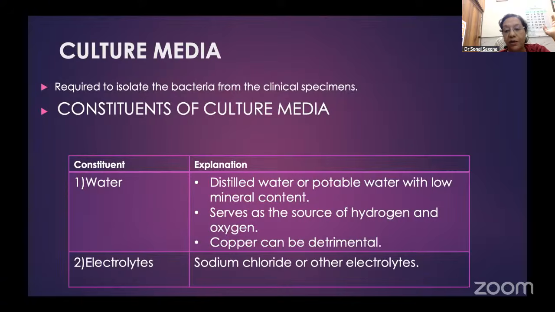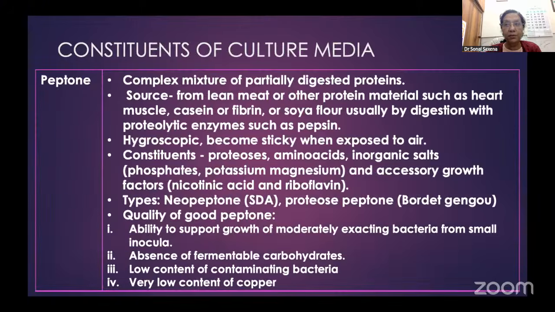The primary purpose of water is to liquefy everything, keep it content, provide hydration to the growing bacteria, and also act as a source of hydrogen and oxygen. Now, any water which is stored in copper vessels or has come through copper pipes can be detrimental. Even small amounts can be very detrimental to bacteria. Any of the metals like copper, silver should not be used. Then, sodium chloride and other electrolytes have to be proper.